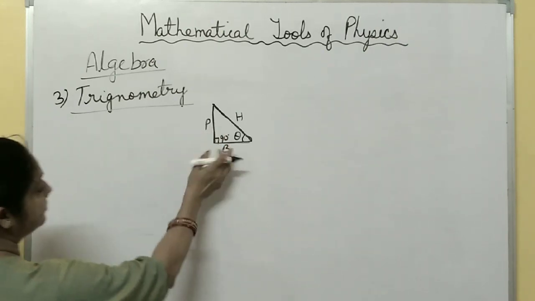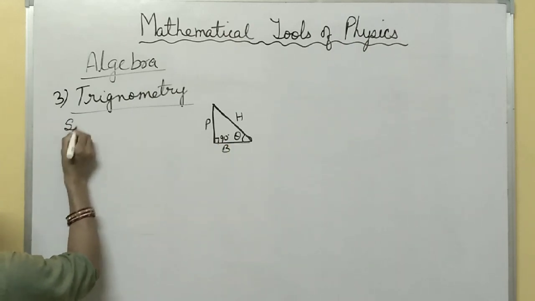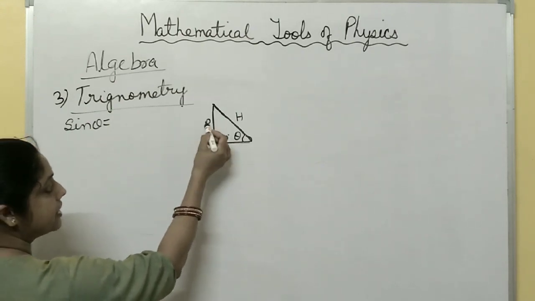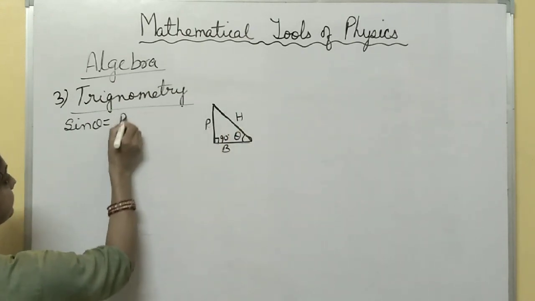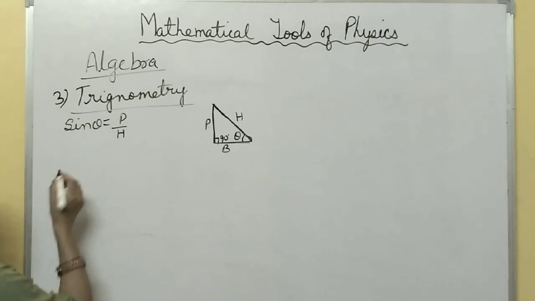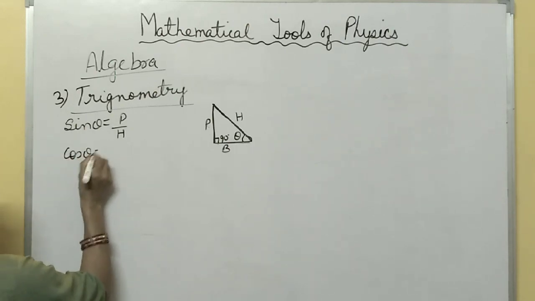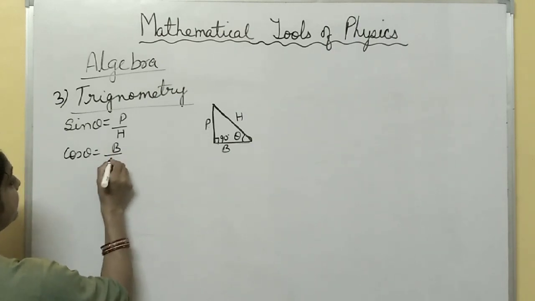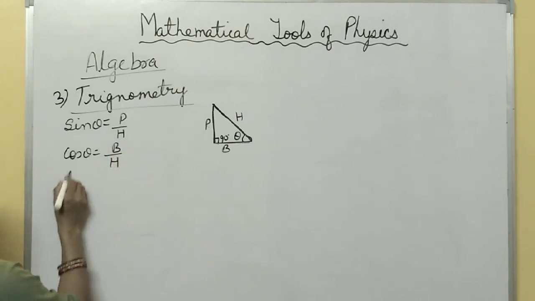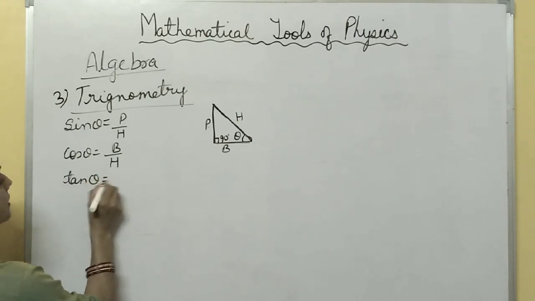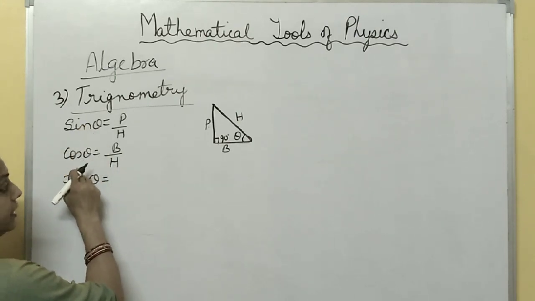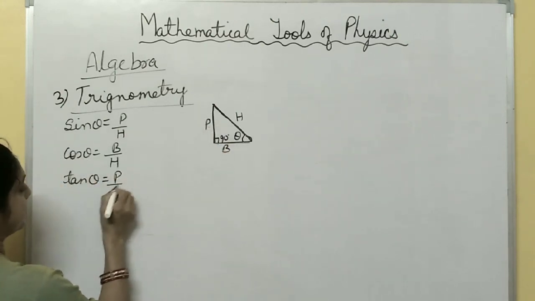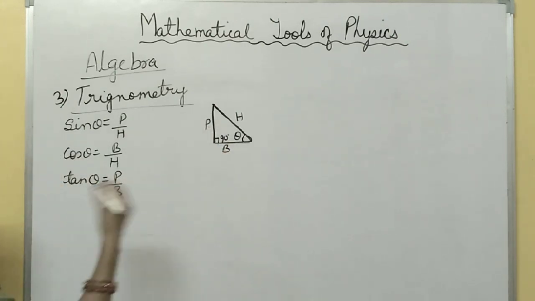So from here, what is the formula for sine theta? Sine theta is always perpendicular by hypotenuse, right? Then cos theta. Cos theta is always base by hypotenuse, right? Then tan theta. Tan theta is sine by cos theta. And if you divide these two, you get perpendicular by base. Okay.